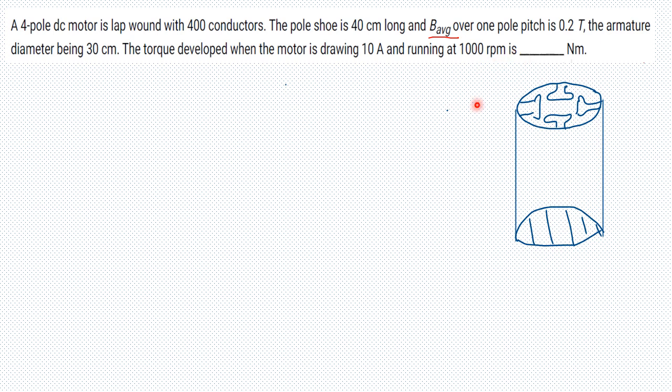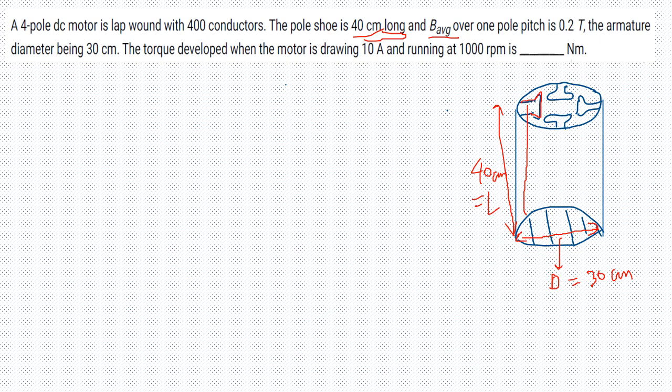Let us first see what is the data that he has given. So pole shoe length is given. This is one pole, and it extends like this throughout the length of the motor. This is 40 centimeter, let's call it capital L. And the dia is given to us, that is the cross section dia, this D, which is 30 centimeter. So both these pieces of information are there with us.